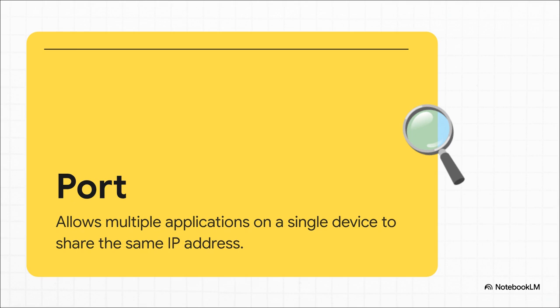It's all thanks to ports that you can be streaming a movie on port 443 while you're also downloading an email on another port, all using the exact same internet connection and the same IP address. It's kind of the internet's secret to multitasking.